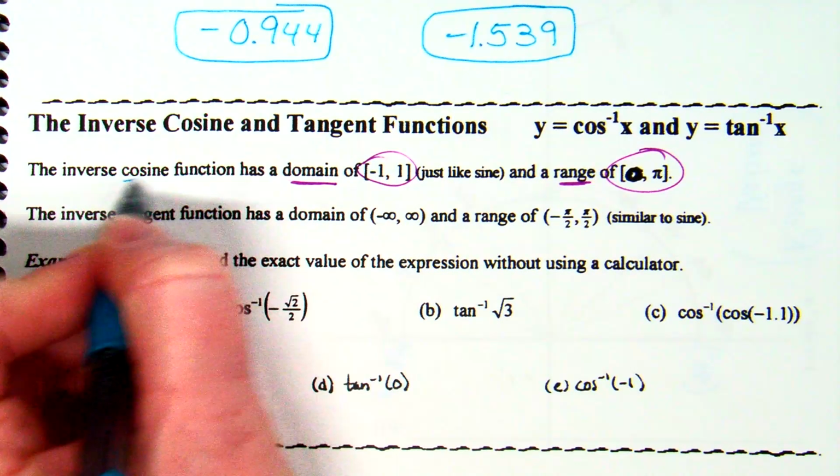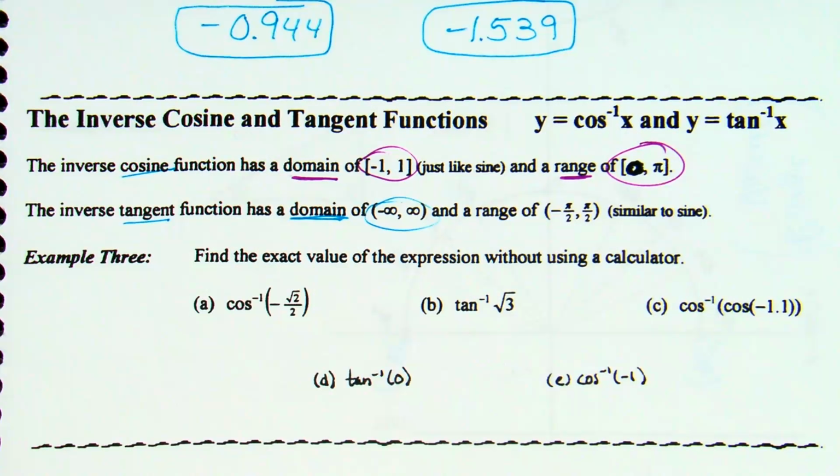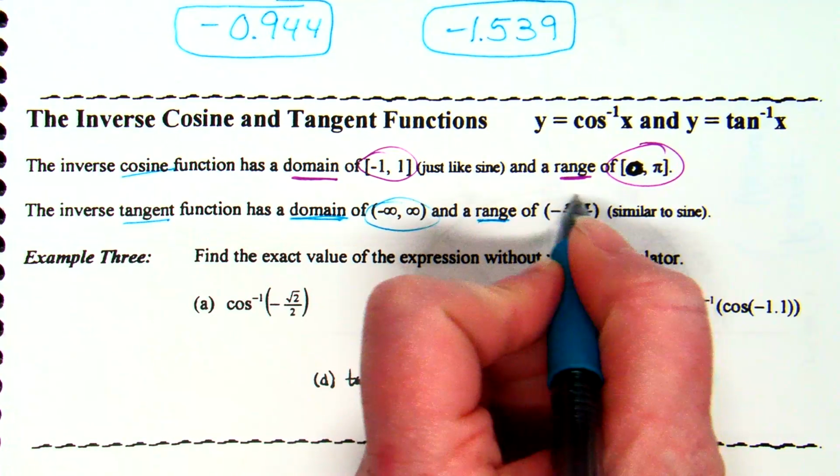Inverse tangent is also a little different. It has a domain of negative infinity to positive infinity. That means we can put anything we want into inverse tangent. Its range is similar to that of sine: negative pi over 2 to positive pi over 2, except it's parentheses instead of brackets, which means it cannot include negative pi over 2 and positive pi over 2, but it can include everything up to those points.